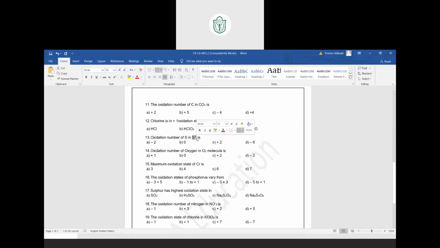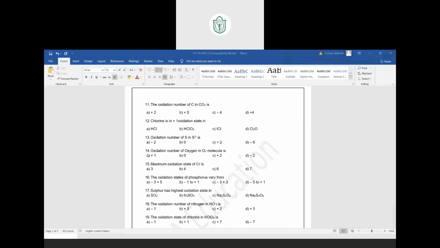Look at the rule, oxidation number rules. The oxidation number of monoatomic ions is same as the charge on them. Yes or no? What is the oxidation number of sulfur here? What is the charge on sulfide? -2. So definitely oxidation number is equal to the charge on it. So -2 is the answer, option A. The answer is option A.